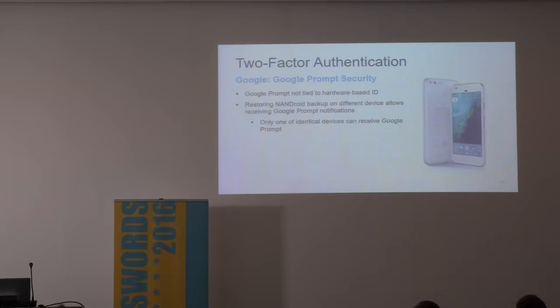Attacking a Google prompt is possible if you use a custom recovery and make a full Nandroid backup of the device. Restoring that Nandroid backup onto a new device of the same make and model will clone the entire device, and the new device will receive the Google prompt, as well as the TOTP-based authentication will work. So that's only specific to Androids. You cannot do that on Apple devices. You cannot do this on Windows 10 mobile devices. However, with Android devices, it worked. I tried.